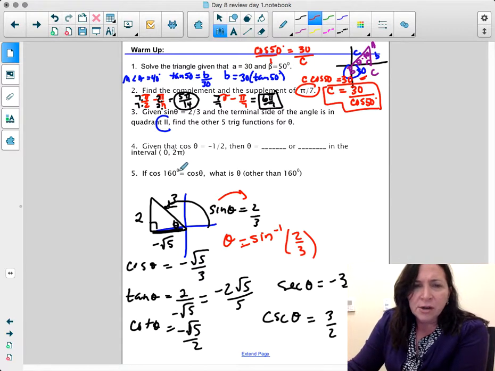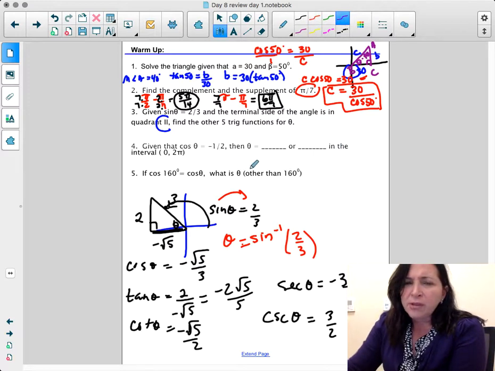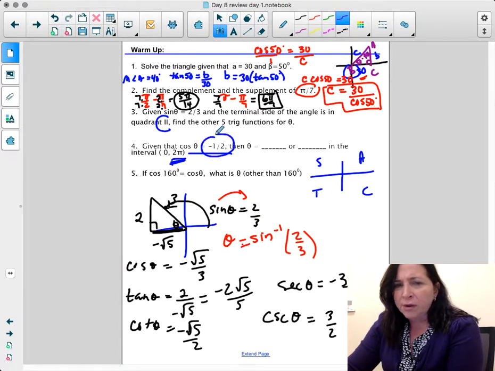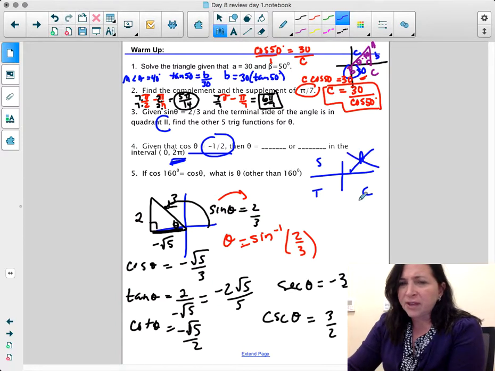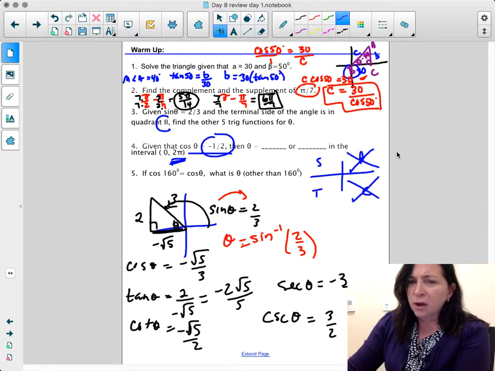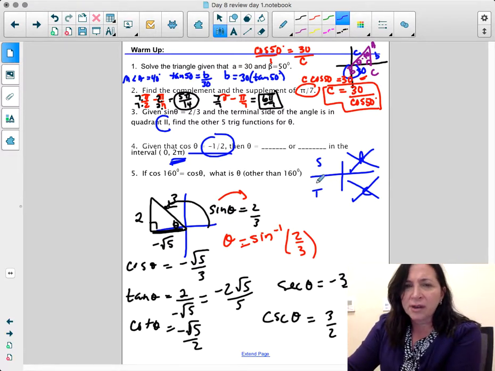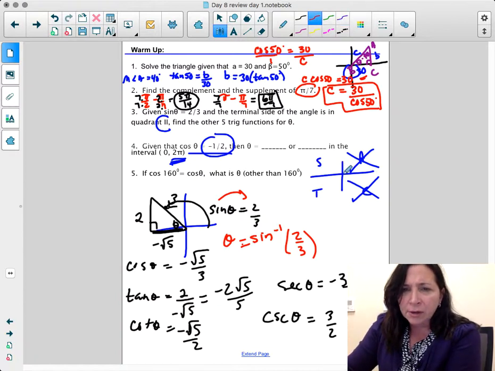So for this one right here, number 4, it says, given that cosine of theta is negative 1/2. So for this one, you actually need to think about where is cosine negative in a 2 pi period. So when you're looking at that, you're thinking, well, all students take calculus. Cosine, I'm looking for where it's negative. It's positive here, so that's out. It's positive here, so that's out. So in these two quadrants, sine is positive and tangent is positive, which basically means that cosine is negative in both of those quadrants.